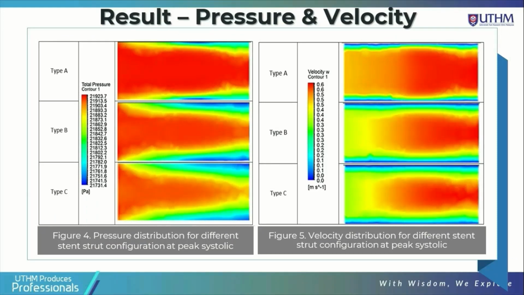The occurrence of the stenosis due to the high blood pressure in an artery can be treated by implanting a medical device called a stent. The shape of the strut cross-section also gives an effect to the hemodynamic parameters of velocity and pressure distribution. The pressure and velocity change for all stages of the strut.